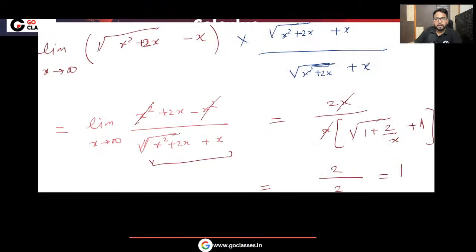Cool. Now suppose this is the question given to you, some random question. What will you do? As you can notice, you can rationalize. So you just rationalize and solve this. It depends on the question. So that's how we are going to solve these limit questions.